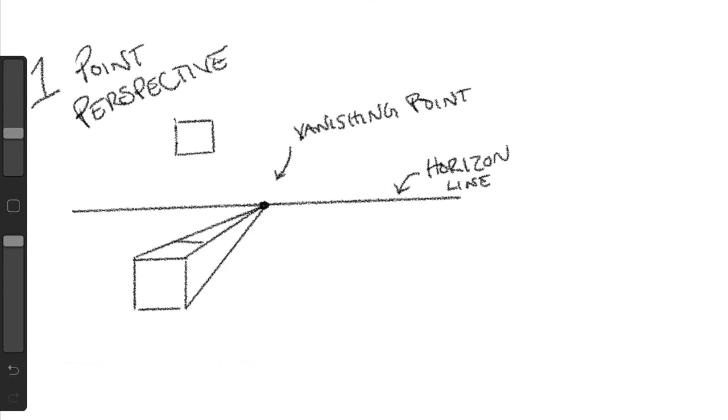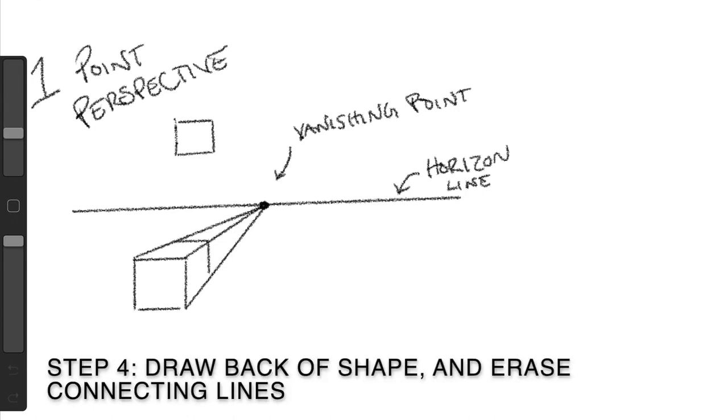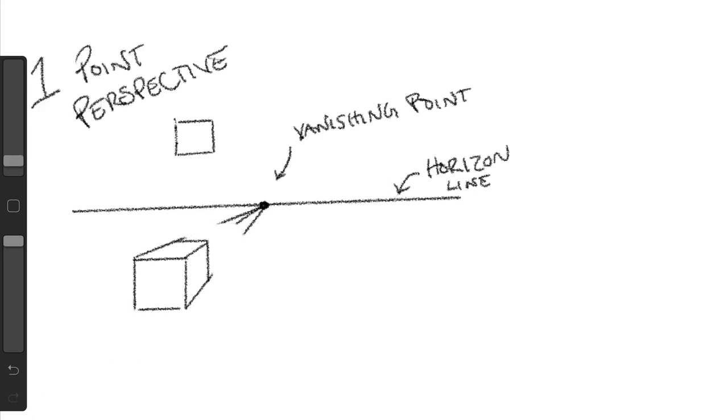the top. I also need to draw in the edges at the back of the square, and so I'm just going to use my ruler and make it parallel to the front edges of my shape. And then when that's all finished, you can erase the lines and your cube is complete.